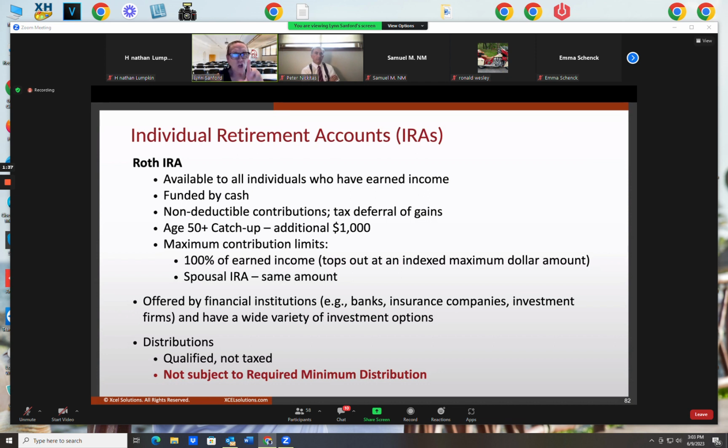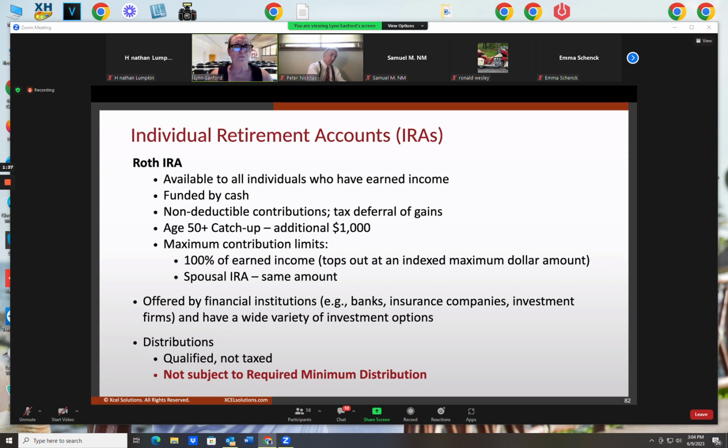As long as you leave it in there at least 5 years, you keep the account maintained for 5 years, and you wait until you're up and over age 59 and a half before you start to take the money out, then you can take money out of your Roth IRAs tax-free as well. So non-deductible contributions, once it goes in, it grows on a tax-free basis. Age 50 plus individuals can make an additional contribution of $1,000. So the maximum you can contribute to a Roth per year also is $6,500 per year, $7,500 if you're age 50 plus.